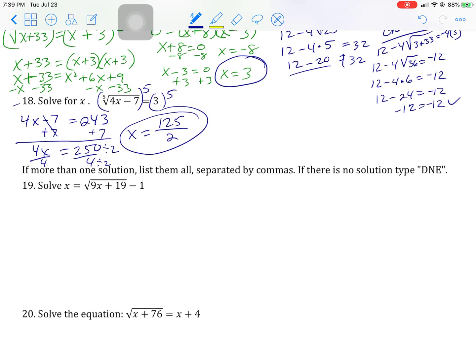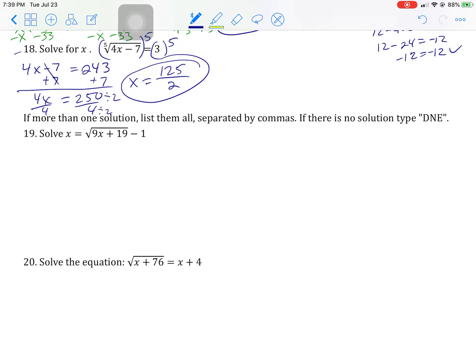So that's done. All right, this one says if there's more than one, separate with a comma, and there might be. If there's no solution, if you check and both the solutions go away, these are even, so both solutions don't work and they're both extraneous, then you would write D and E. Don't write any of them if none of them work, okay? So let's go through these. Move this back to this side to get the radical alone on one side.